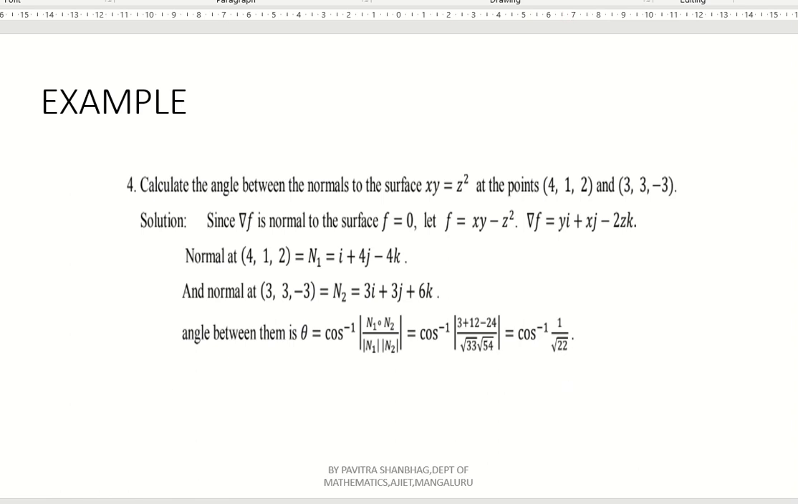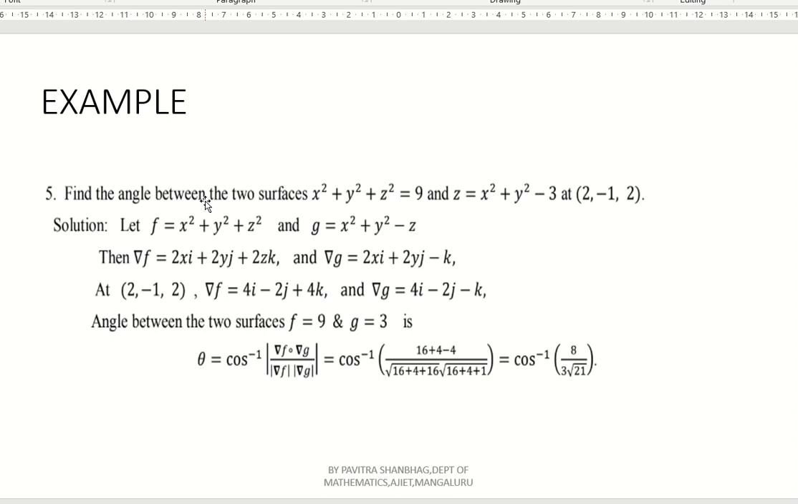Okay. Now find the angle between the two surfaces x square plus y square plus z square equal to 9 and z equal to x square plus y square minus 3 at 2, minus 1, 2. Now again there are two surfaces given. Either you can take phi 1 and phi 2, or you can take f and g. It's your wish. You can mention any surfaces here, but it should be scalar, because here it is scalar. You have to mention f, g or phi 1, phi 2 or psi 1, psi 2.